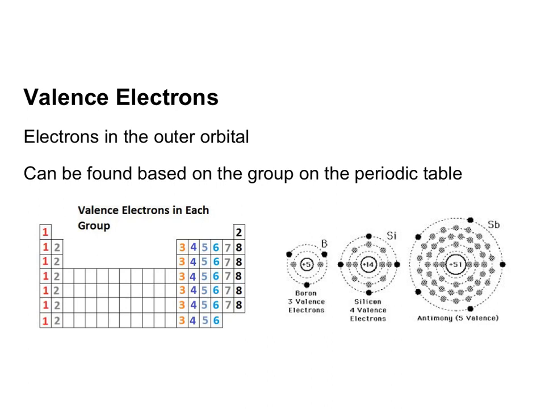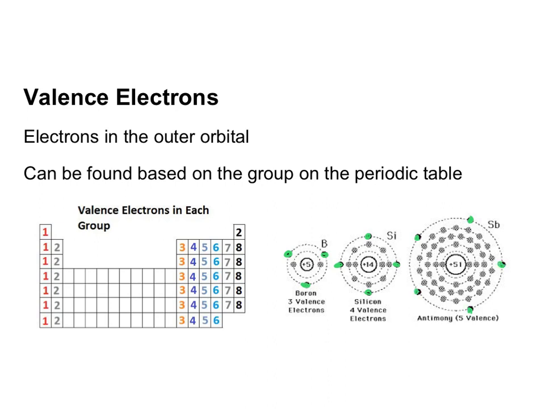Okay. So we've talked about valence electrons before, and we know that valence electrons are the electrons in the outer orbital or that outer energy level. So if I look here in these diagrams, here is boron. Boron, if we draw out the Bohr model, has 1, 2, 3 valence electrons. Silicon has 1, 2, 3, 4 valence electrons. Antimony, if we do the same thing, has 1, 2, 3, 4, 5 valence electrons.